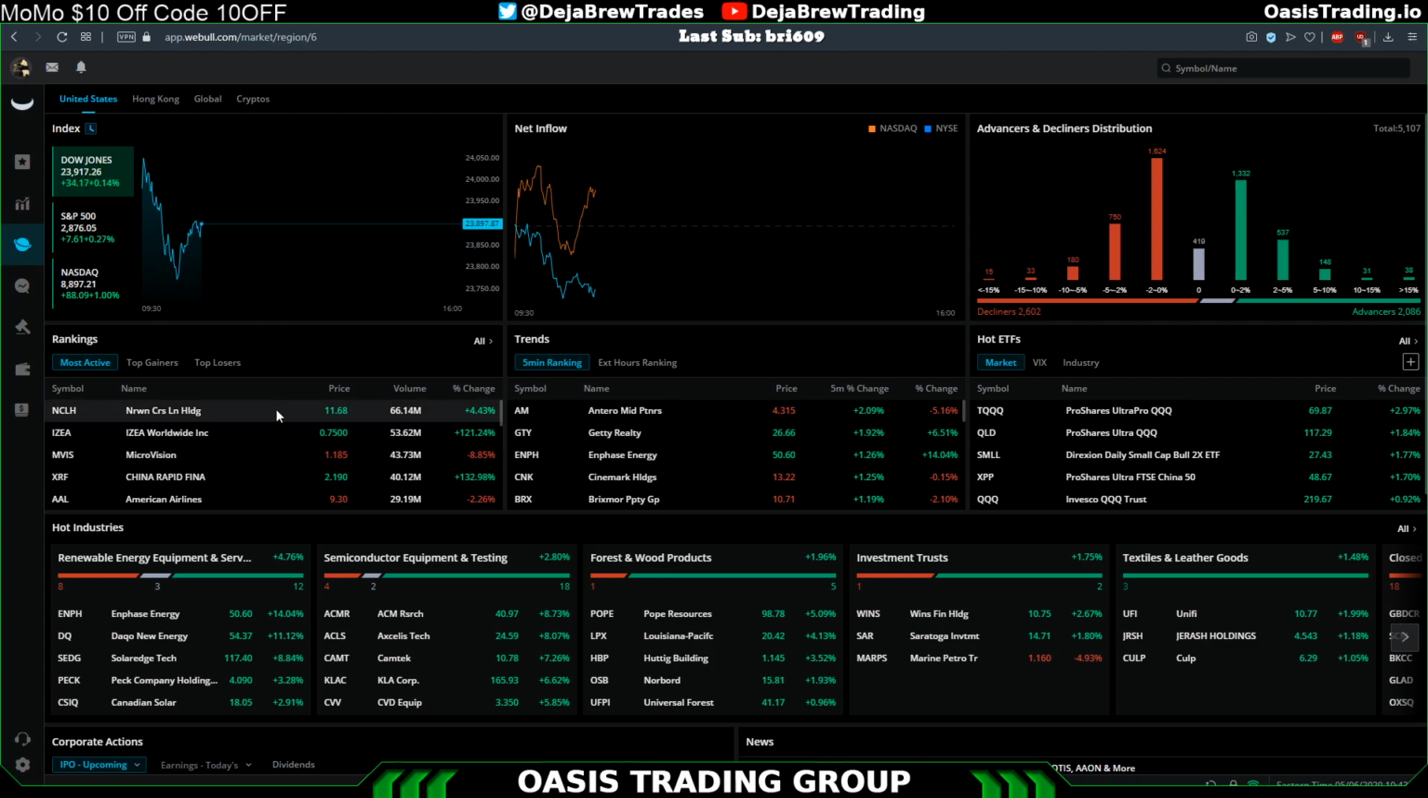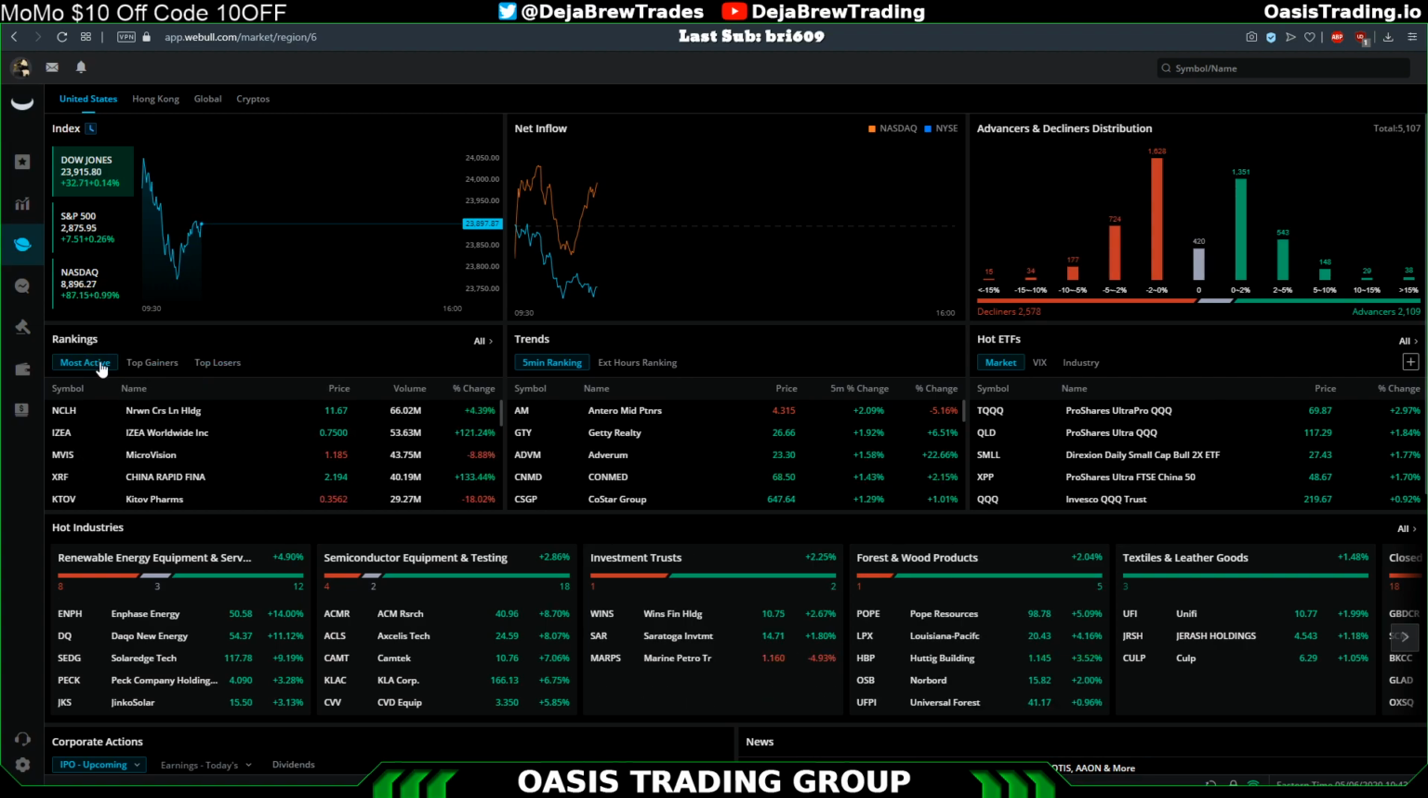This next window over here is the rankings window where you can look at the most active, the top gainers, the top losers. Basically just your overlook on the things that are really moving today. The next one here are the trends. So it's really talking about what is trending. You have the 5-minute ranking, the extended hours ranking. Basically the same thing as the rankings over here. Just giving you an outlook on what's moving. What are the big things being talked about right now, basically.